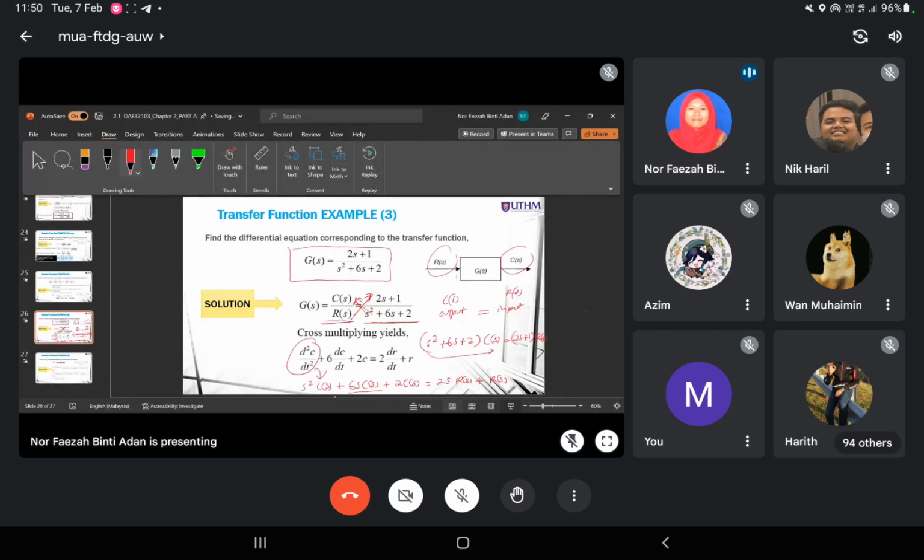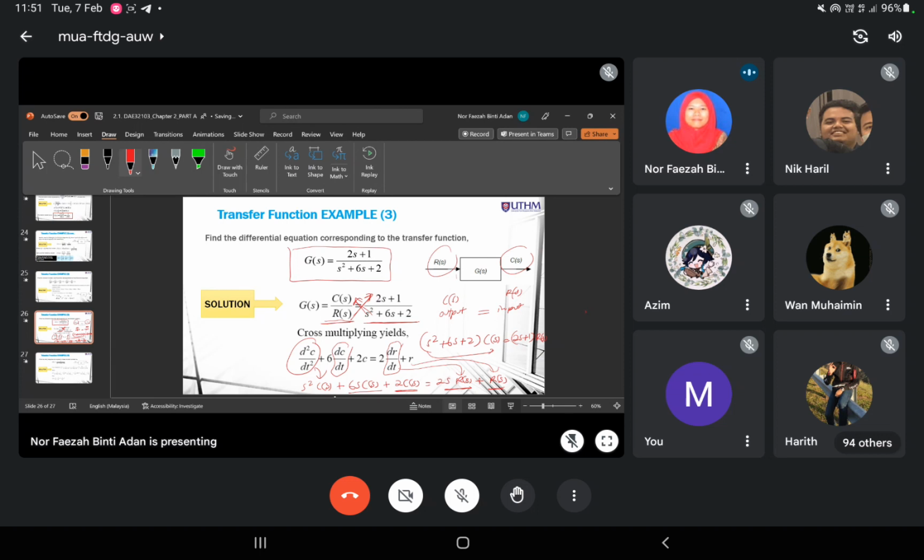So we know that SCS corresponds to dc over dt. The coefficient is num, you just multiply. And then 2CS will just become 2CT, directly. Equals to 2 SRS. Again, SRS corresponds to dr over dt. And then RS is just RT.